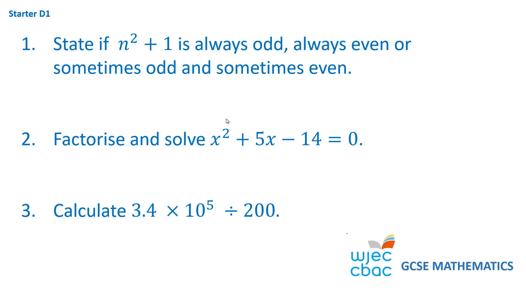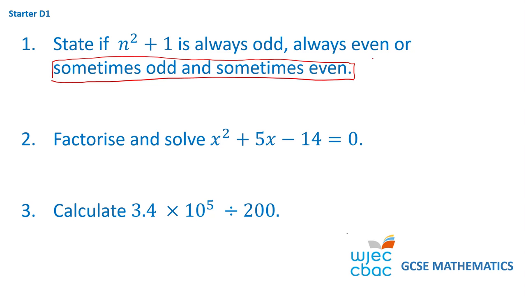Okay, let's have a look at these then. n squared plus 1. Is it always odd, always even, or sometimes odd and sometimes even? Well, when you square an even number, you'll always get an even number, and you add 1 makes it odd. If you square an odd number, you'll always get an odd solution, and then you add 1. So it's sometimes even, sometimes odd. But you have to prove this by giving examples. So I always say a minimum of 3 examples.